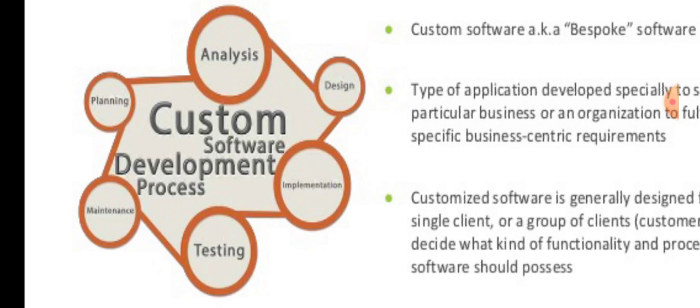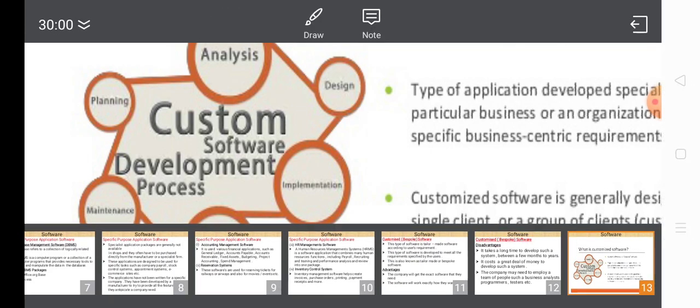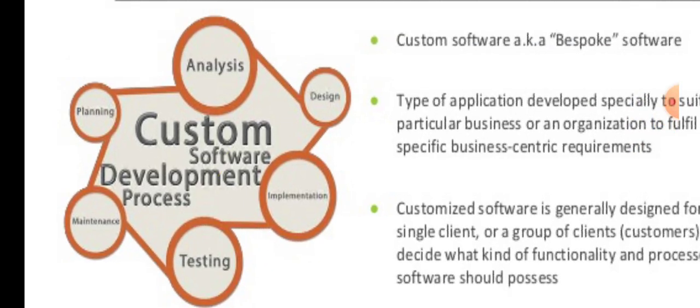Now you can see the customized software development process, which we can also call the software development life cycle. The life cycle starts from the planning phase. First of all, we plan for a particular software, or customized software. We want to find out the exact needs of a customer, and then we go for a feasibility study, to see whether that particular software is feasible or not.